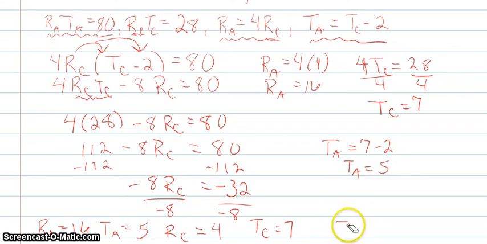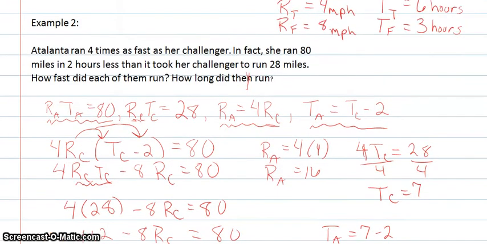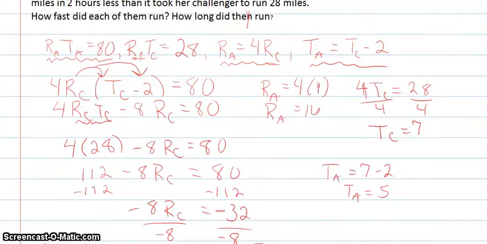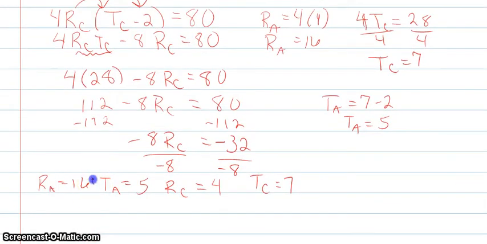So now I have Atlanta's rate, and this was in miles and hours, so it's going to be miles per hour for the rate. And then the times will be in hours. And now we've got all 4 variables.